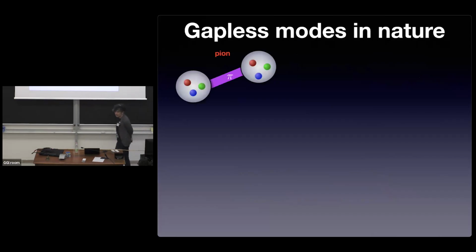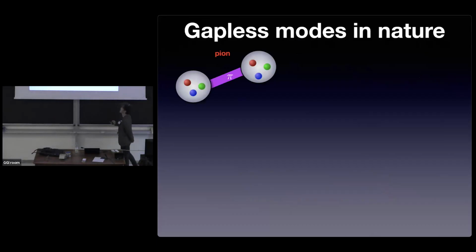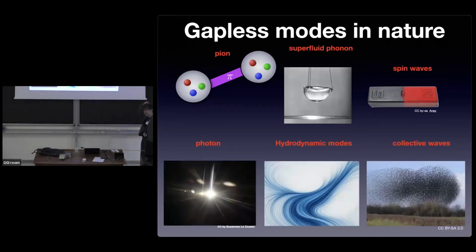One of the popular gapless modes is the pions in nuclear physics. That is well known in particle physics. But in nature, there are many types of gapless excitation. For example, the superfluid phonon is also a number-Goldstone boson, and in magnets, spin waves exist. Recent studies show the photon is also a gapless number-Goldstone boson, and hydrodynamics is also a kind of number-Goldstone boson.